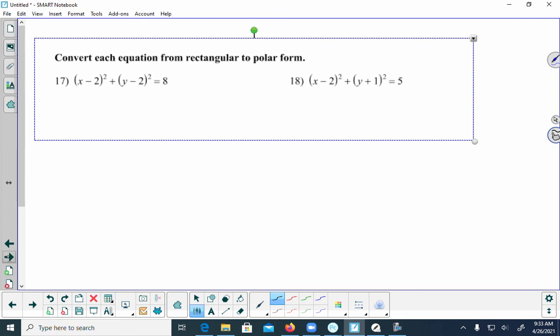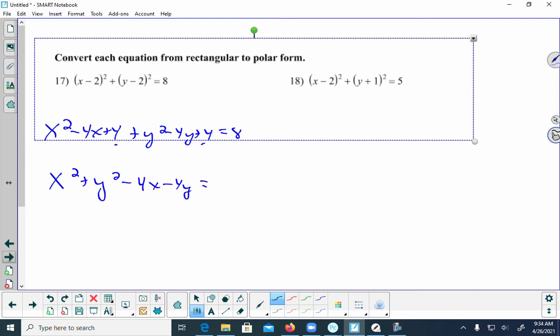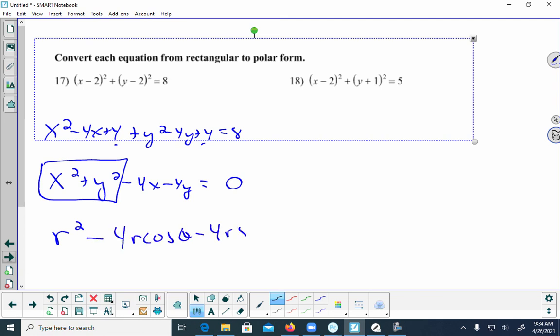I'm going to go ahead and simplify this first and make this x squared minus 4x plus 4 plus y squared minus 4y plus 4 is equal to 8. I'm going to rewrite it as x squared plus y squared minus 4x minus 4y is equal to, and the 4 plus the 4, set it equal to the other side, that's going to equal 0. I wrote it like this purposely so I can change this x squared plus y squared directly into r squared. Then this will be minus 4r cosine theta minus 4r sine theta, and that's equal to 0.